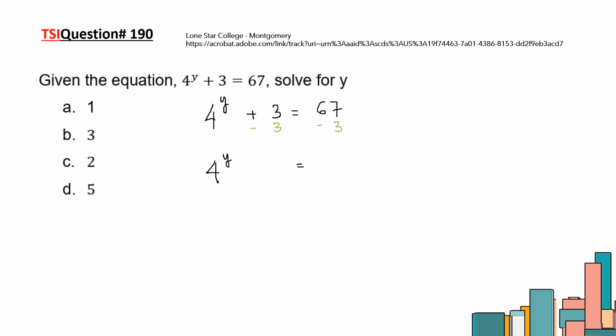so that we cancel. 3 minus 3 is 0. We cancel the term 3. On the right hand side, we have 67 subtract 3, that is 64.